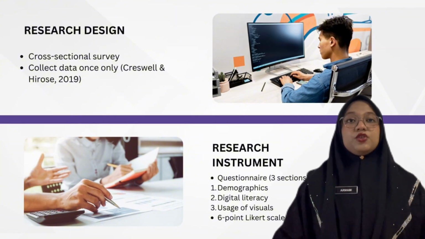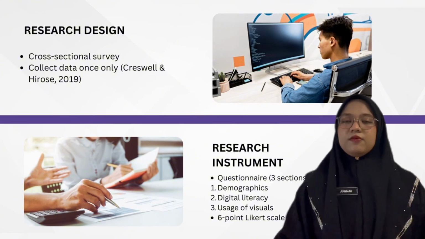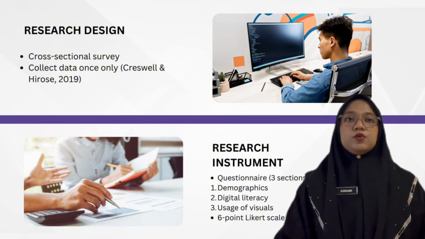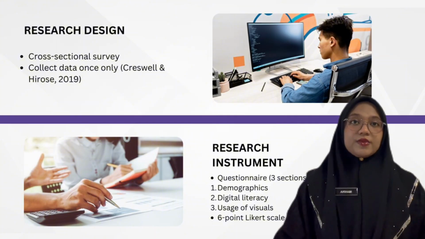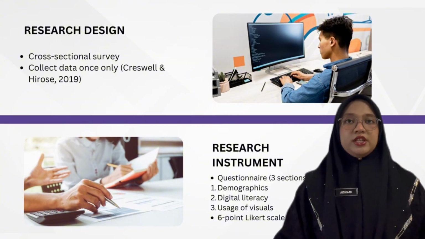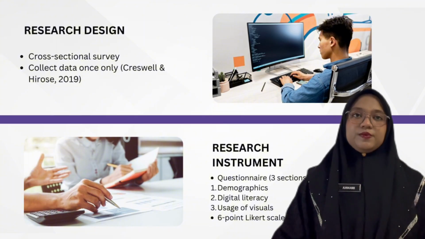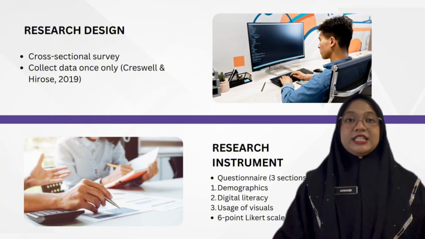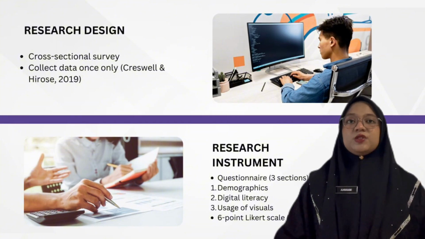For the research instrument, a questionnaire is used, specifically an online questionnaire. A questionnaire is a tool used to collect and organize data systematically. It consists of 3 sections: demographic information of the respondent, digital literacy of pre-service teacher, and degree of usage of visual representation in teaching grammar. The responses are measured using a 6-point Likert scale.